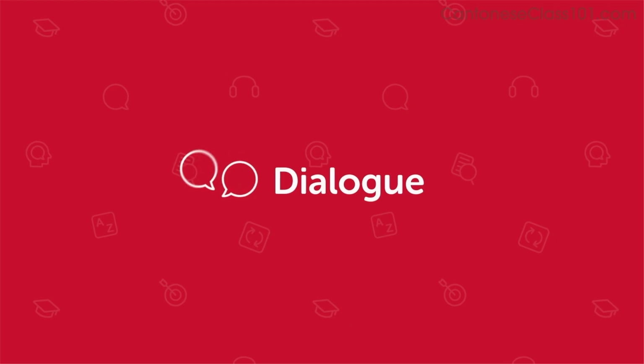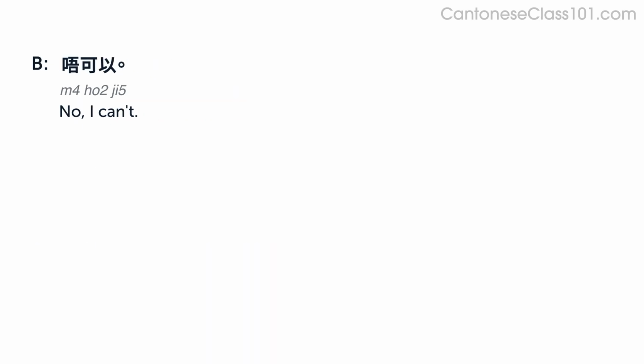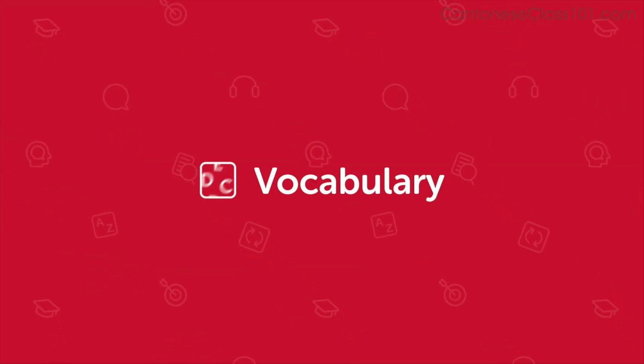Listen to the dialogue with the text on the screen. 靚女，你好索， 多謝， 可唔可以俾你電話號碼我？ 唔可以， Now you will hear the key vocabulary, followed by the English translation.